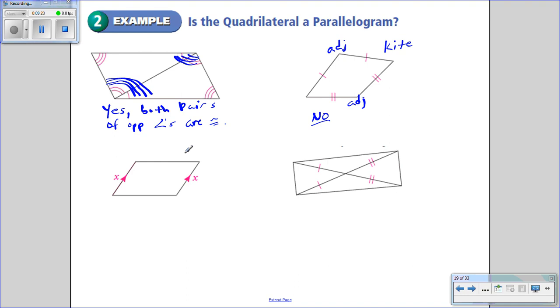Coming over here we have a pair of parallel sides, and I notice that both of these sides are labeled X, which means that they're congruent. So this is a parallelogram because you have one pair of congruent and parallel sides.